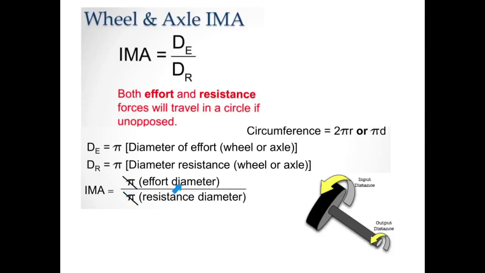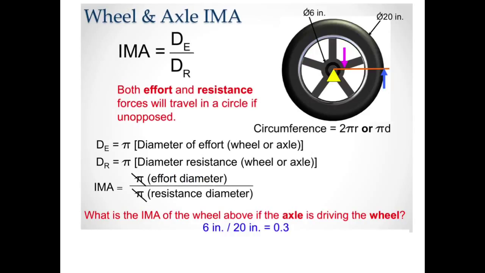Well, once I have written this out, I can actually cancel both my pi's because it's going to be on top and on bottom. So now it becomes IMA is just the diameter of the effort, divided by the diameter of that resistance. Like I said, in this case, the axle diameter and the wheel diameter.